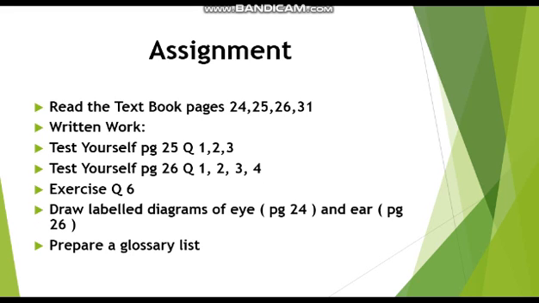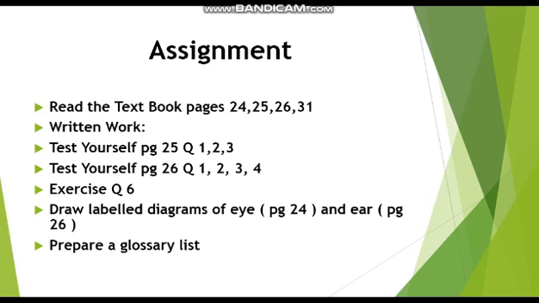Now coming to your assignment. First, after watching this video, you have to read the textbook pages 24, 25, 26 and 31. After reading those pages, you have to do the written assignment. You have to attempt questions 1, 2 and 3 of page 25 and questions 1, 2, 3, 4 of page 26. Afterwards, you have to do question 6 of the exercise. Then you have to draw the labeled diagrams of the eye and ear which are present on pages 24 and 26.